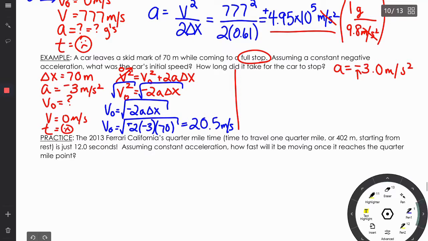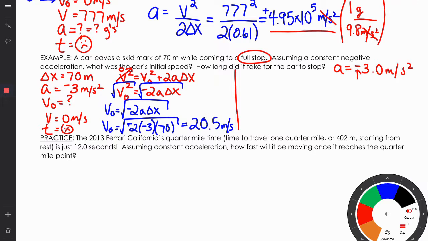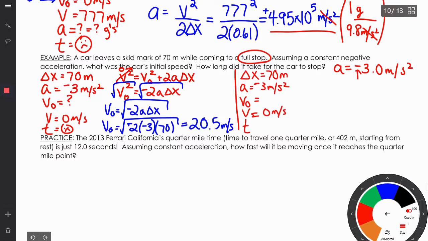Okay, and now we go to the other side. You can redo all this. So now for the second part, we're looking for time, but note that we have really all of the variables now, so they're all kind of claimed. We have delta x, we have a. Now I'm going to leave the v blank for real quick. I just want to point something out.